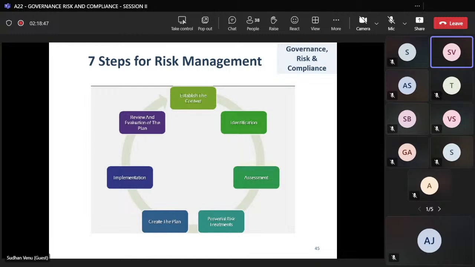Assessment is kind of... What is the difference, sir, between the previous one that you discussed about the process of risk management and this one, the 7 steps for risk management?